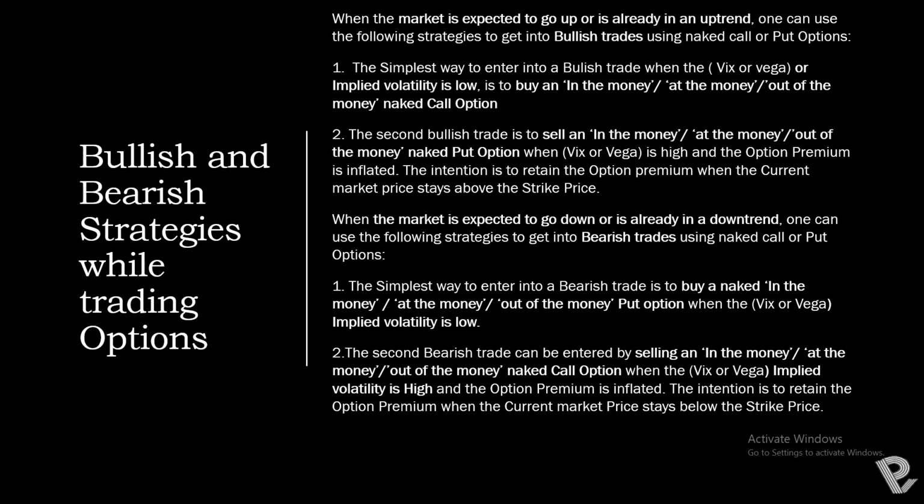The second bearish trade can be entered by selling an in the money, at the money/out of the money naked call option when the VIX or Vega or implied volatility is high and the option premium is inflated. The intention is to retain the option premium when the current market price stays below the strike price.